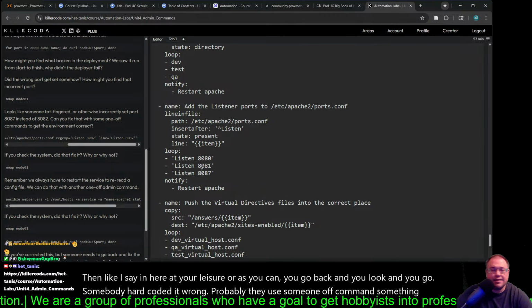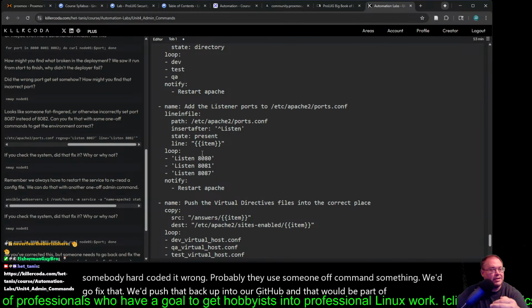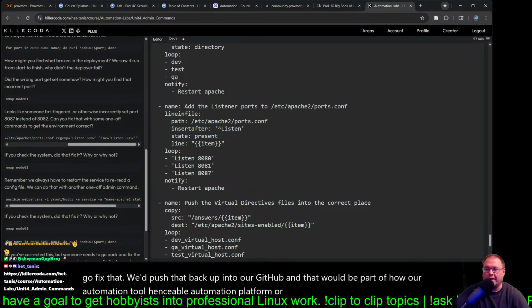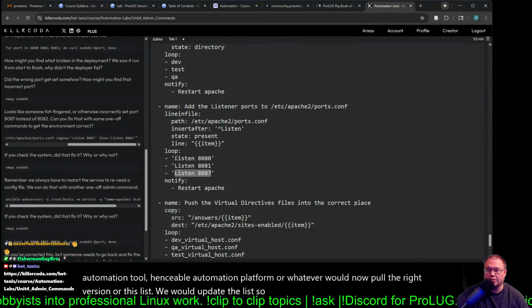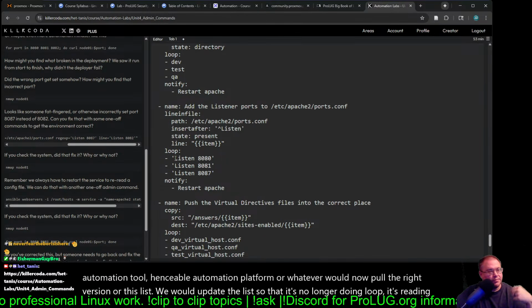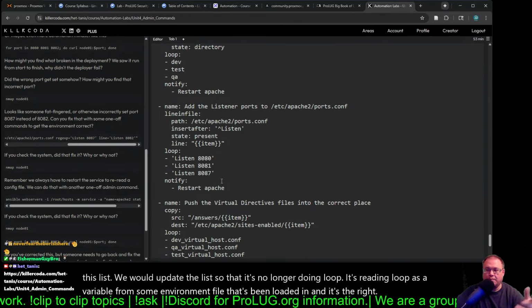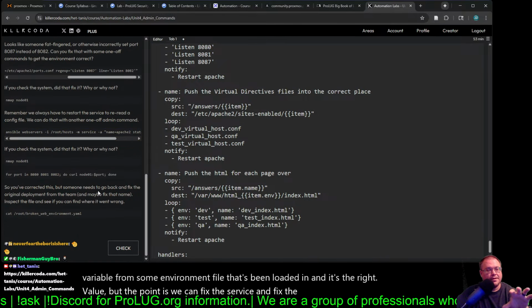We'd go fix that. We'd push that back up into our GitHub, and that would be part of how our automation tool, Ansible Automation Platform or whatever, would now pull the right version. Or this list, we would update the list so that it's no longer doing loop. It's reading loop as a variable from some environment file that's been loaded in, and it's the right value. But the point is, we can fix the service and fix the server live, and then go back and fix those things later.